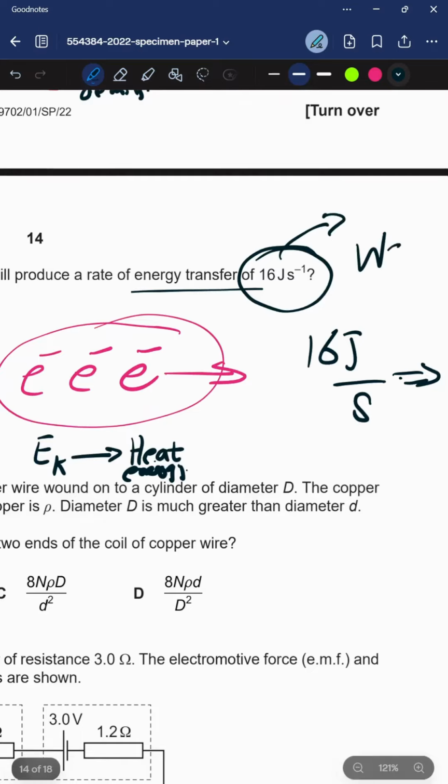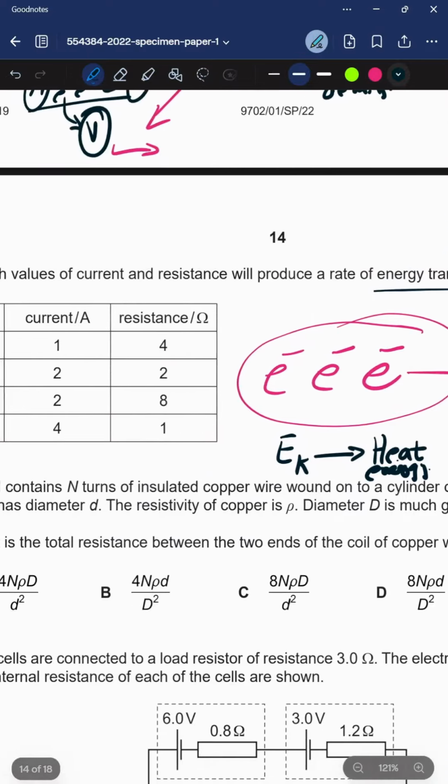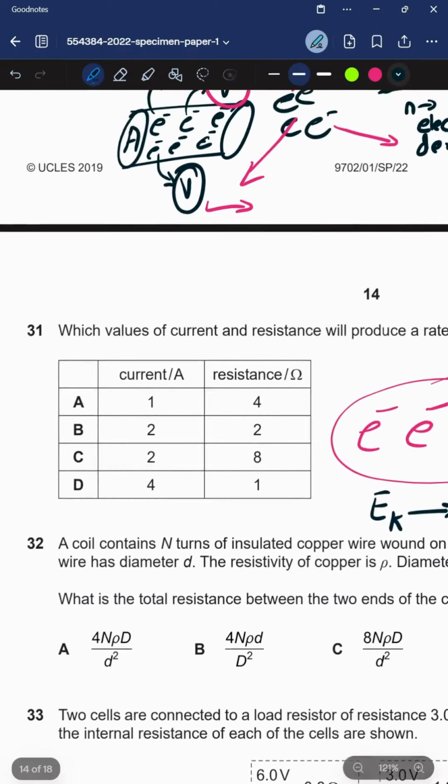What is the unit of power? And if you break down watt, it becomes joules per second. So 16 joules per second is what we actually want. And remember that we need to know the relation between the power and the current and the resistance.